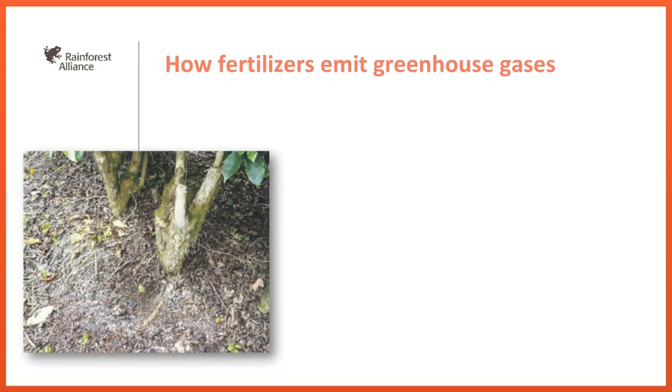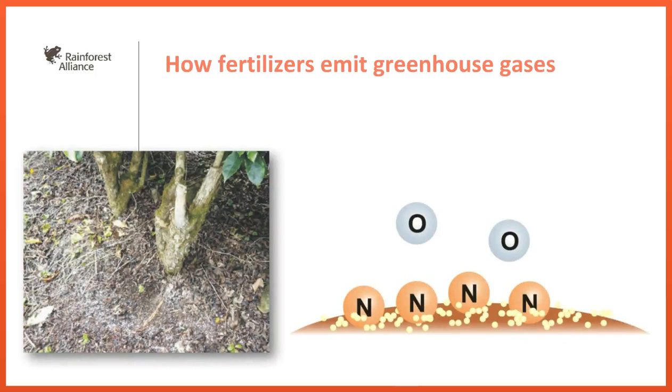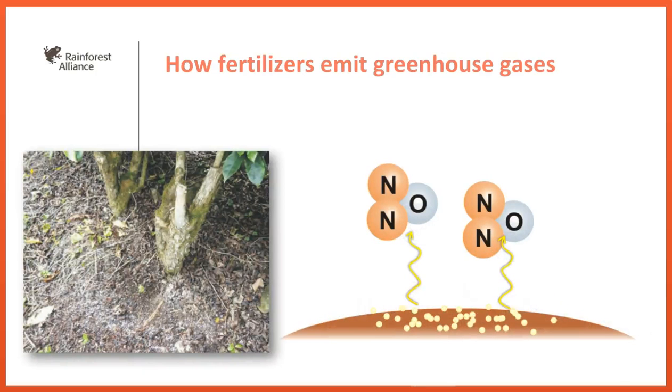What about fertilizers? Let us look at the mechanism. When nitrogen-based fertilizers, such as urea and NPK, are exposed to the air, the nitrogen in the fertilizer gets together with oxygen in the air and forms nitrous oxide, which is one of the greenhouse gases.